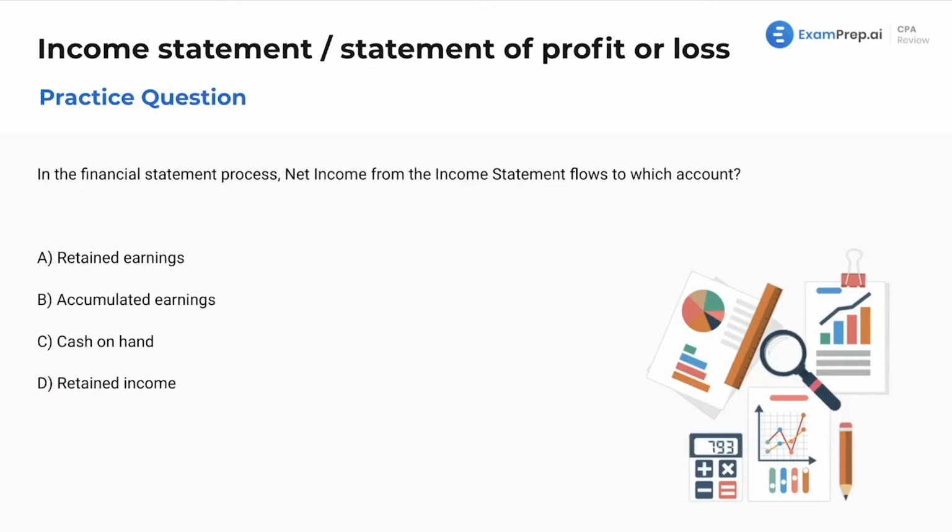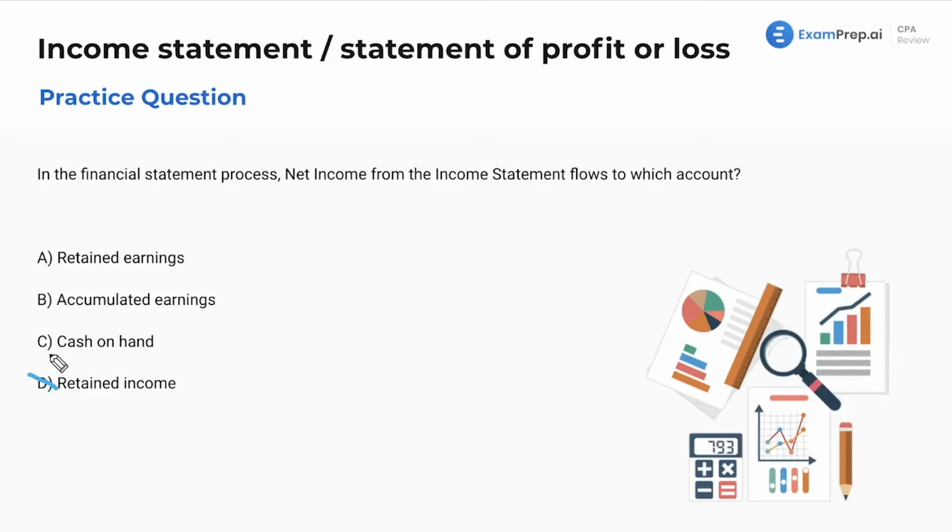Okay, next up, in the financial statement process, net income from the income statement flows to which account? Now, net income, think about it. You make the money, wonderful. Where does it go after that? It probably goes into a bank account, right? Like, that just makes sense. It's going to go into some sort of bank account. However, what specifically, what account? Well, let's see. First off, retained income, that's not a thing. That's not a word, not at all, does not exist.